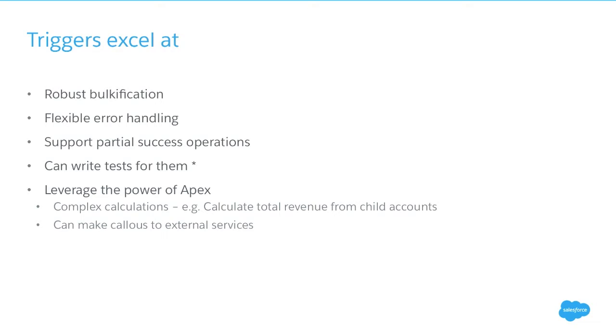So what do triggers excel at? You can build very robust code with triggers. You can have very flexible error handling, meaning if there's any error, you can gracefully display messages to your users that are better for their experience. You could also write them in a way that supports partial operations, meaning if you're saving or updating a bunch of records at a time and one fails, not the whole transaction fails, just that one will fail.